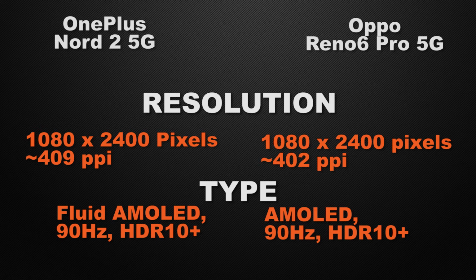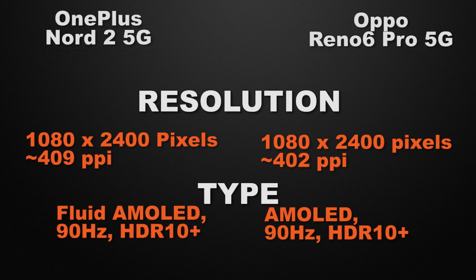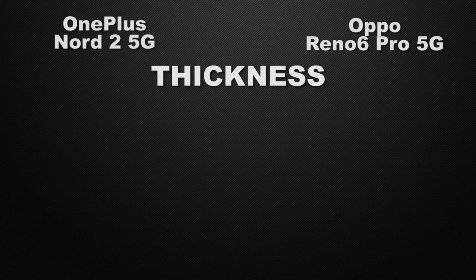So the winner here is Nord 2 because it has a Fluid AMOLED display, which gives you darker blacks and more vivid colors. Moving to the body features of the devices, let's start with the thickness. Nord 2 is 8.3 mm thick, whereas Reno 6 Pro is 7.6 mm thick. So the winner here is Reno 6 Pro because it has a slimmer body.